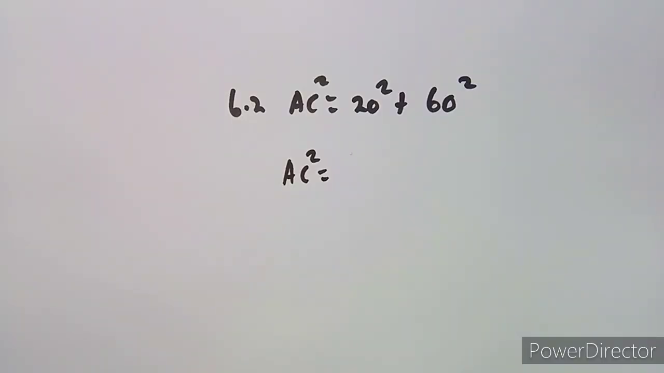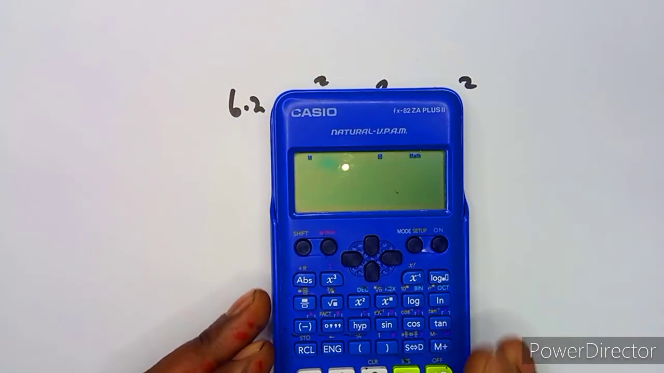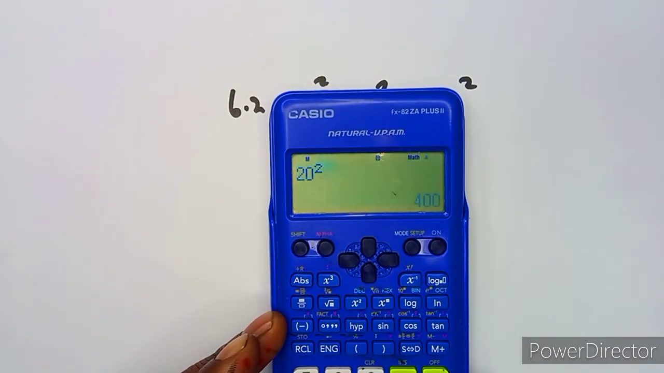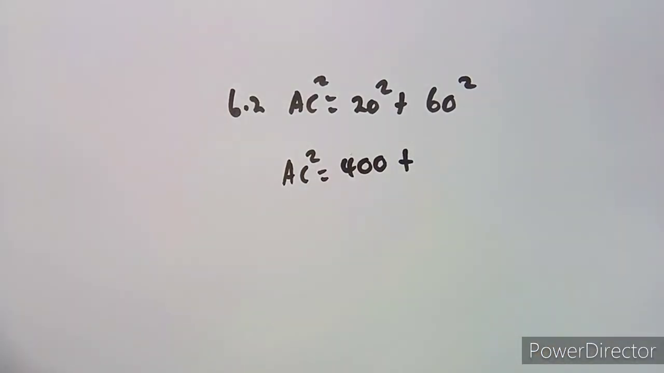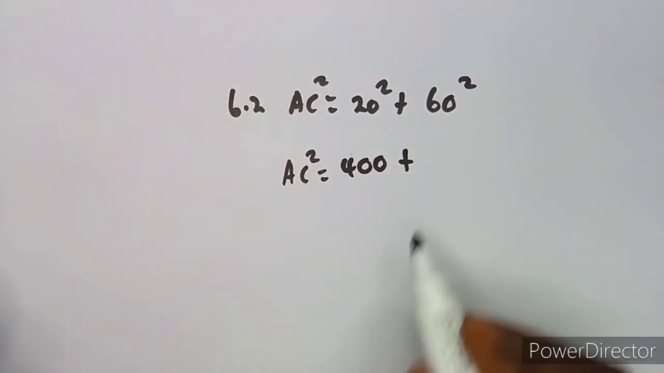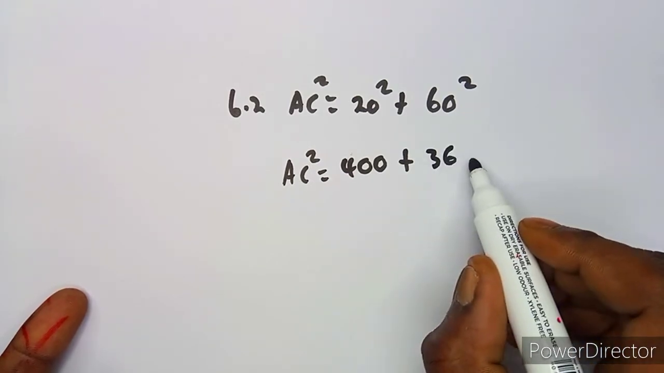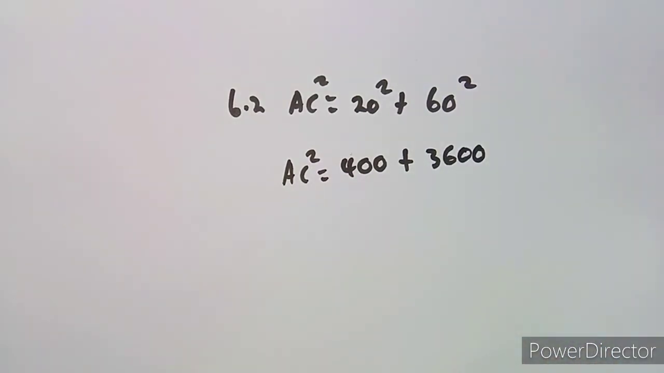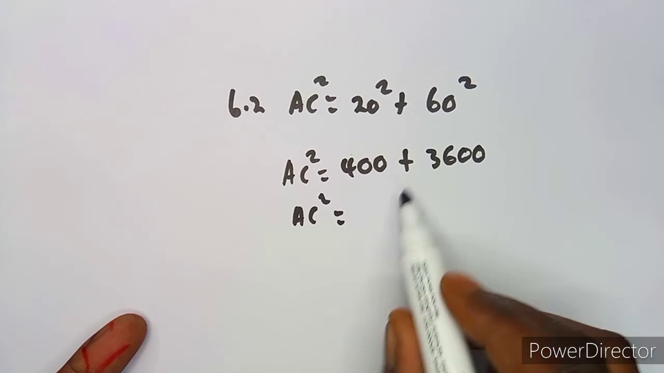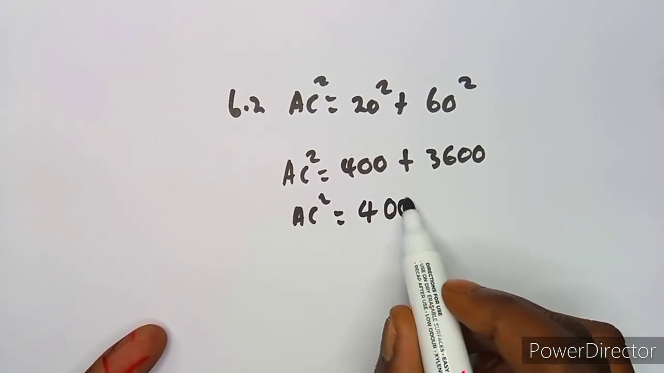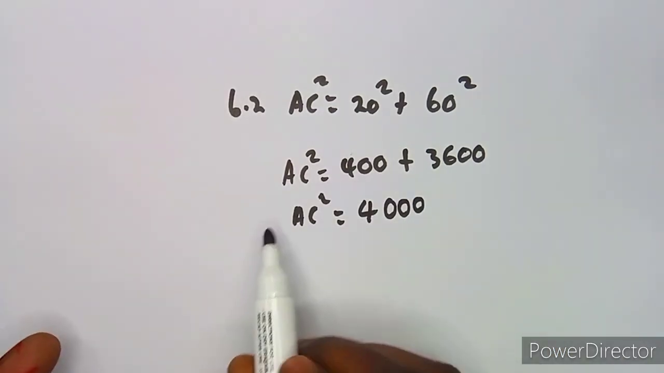So AC squared is going to be 20 squared. I just encourage you to use your calculator there so that it can be much better. That's 20 squared, which is going to give us 400. So you've got 400 there, plus the same thing, you do it for 60 squared, which is going to give you 3,600 like this. Then you actually have to add these two. That's AC squared is going to be 4,000. That's what you're going to obtain in this case.